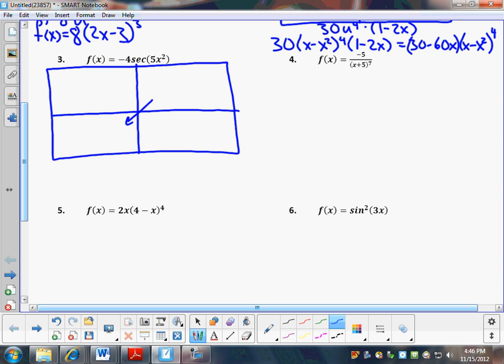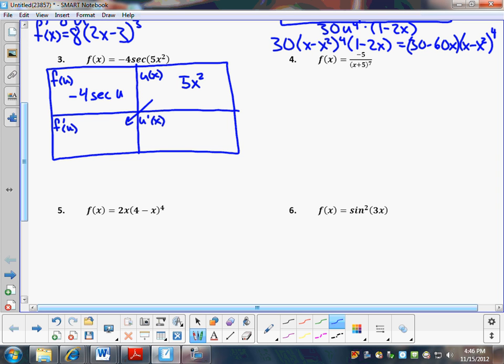Make my box, make my arrow. So, we say f of u, we say u of x, we say f prime of u, we say u prime of x. F of u in this situation, I'm sorry, u of x. U of x is 5x squared. F of u, negative 4 secant of u.